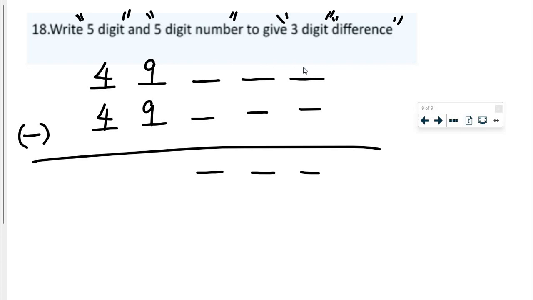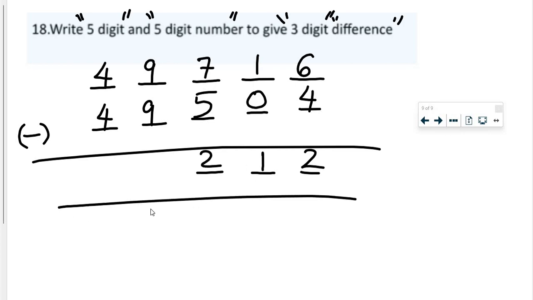Fine. So here I can put something like maybe 6 here. Then 4. 6 minus 4, I'll get 2. This is 1 maybe. This is 0. 1 minus 0, 1. How about this one? Maybe 7 here. Maybe 5 here. 7 minus 5, 2. Boom. You are done. So this is the answer.